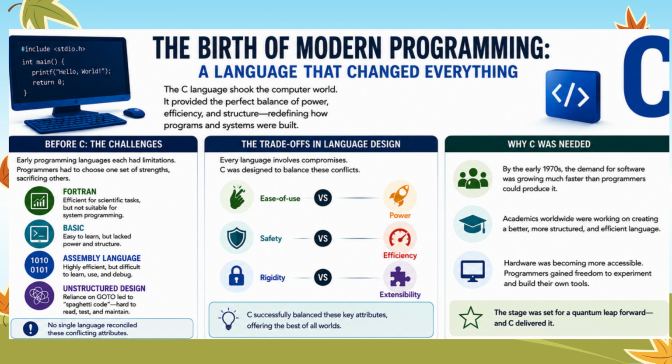BASIC: easy to learn, but lacked power and structure. Assembly language is highly efficient, but difficult to learn, use, and debug. Unstructured design, with reliance on Goto, led to spaghetti code, hard to read, test, and maintain. No single language reconciled these conflicting attributes. Trade-offs in language design: every language involves compromises.